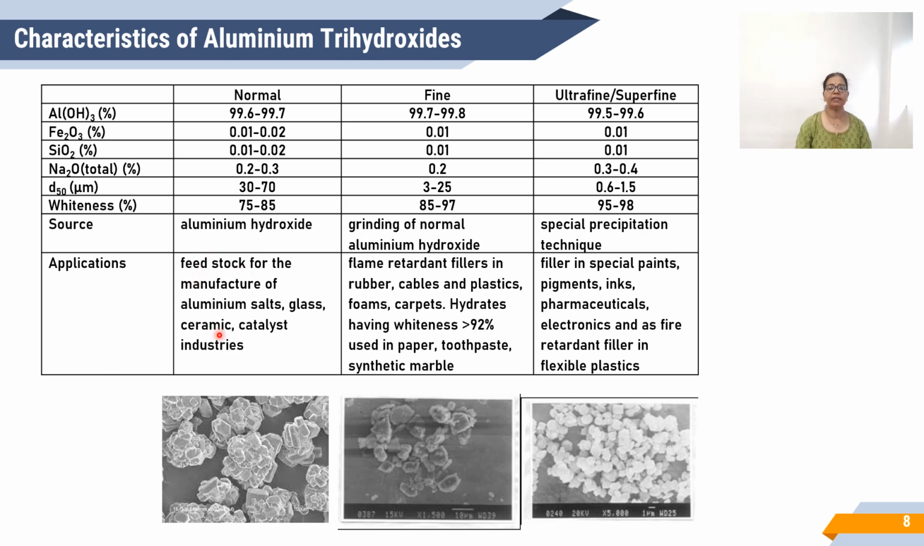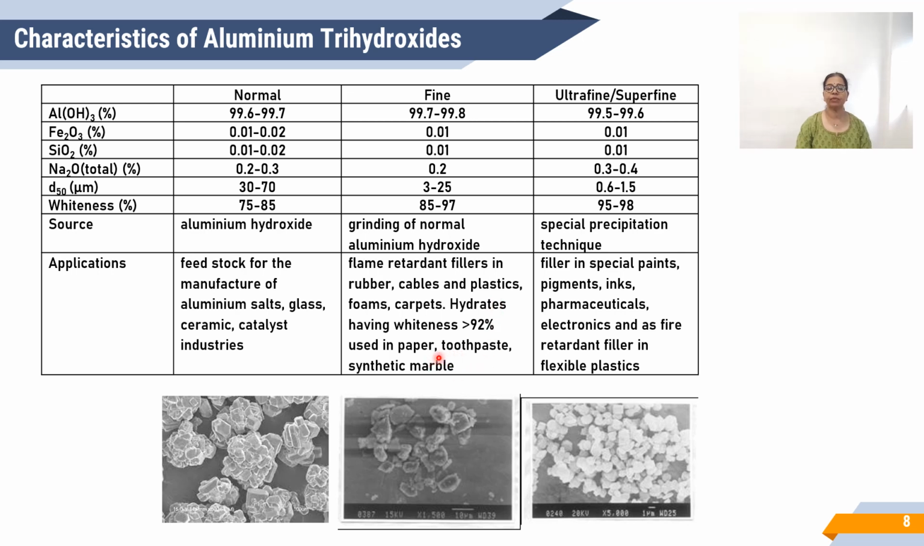Then again, the other thing which we have to see specifically here is that the applications depend upon the particle size. The application of feedstock for manufacture of aluminium salts, glass ceramics and catalyst industries needs a particle size of only about 30 to 70 micron. But if it is going to be used in rubber, chemicals, cables, plastics, foams and carpets, it needs a particle size of about 3 to 20 microns.